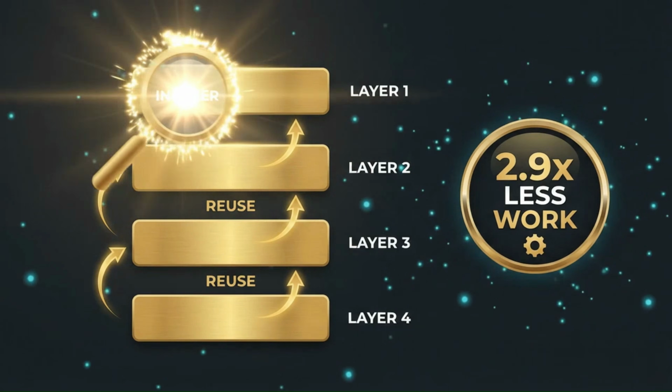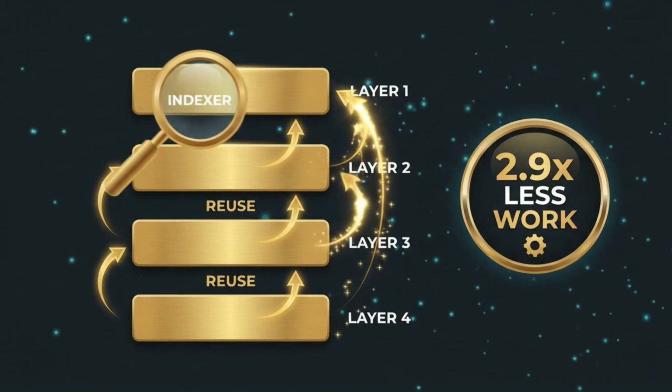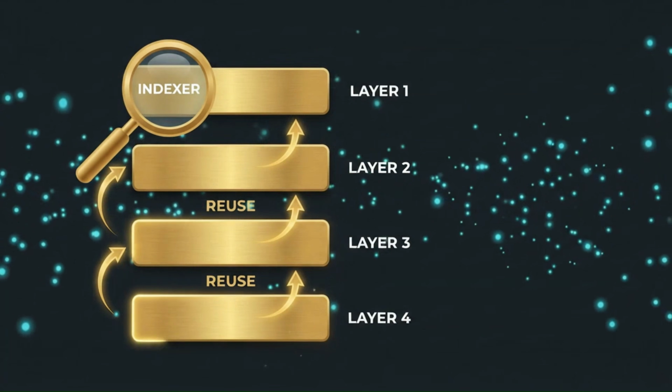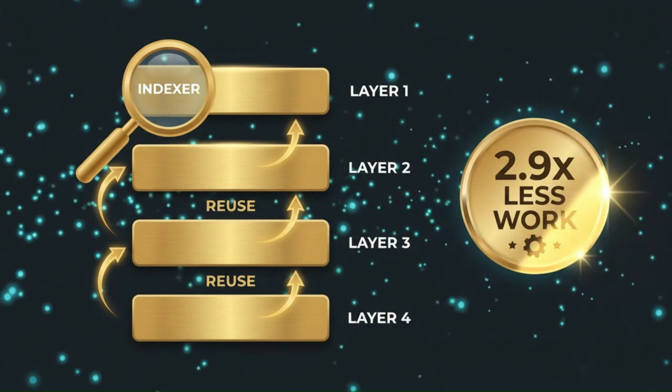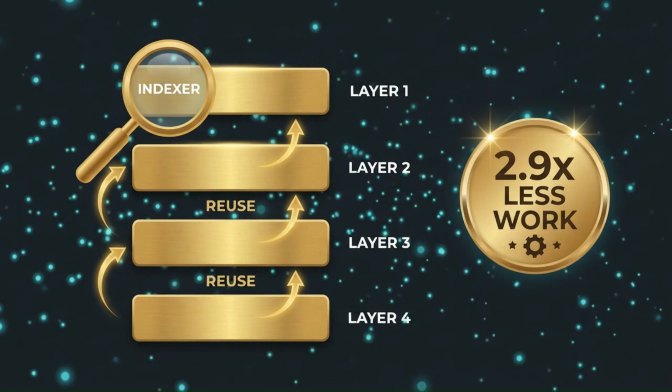3 out of 4 times that work just disappears. And that's about 3 times less work per word at full context. 2.9 times to be exact. That's it. That's the whole reason a model this big stays this cheap to run. It's not a flashy benchmark thing. This is really an efficiency trick. And honestly, that's the part I think is genuinely cool.